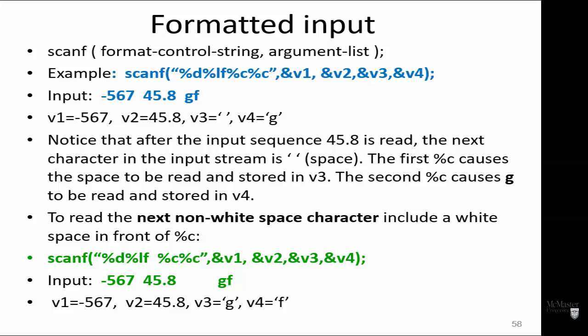Then what if I want V3 to be G and V4 to be F? I have to account for this in the scanf statement itself. So what I would do is, after the number here, I should put a white space. That means I'm formatting my input, right? I'm saying I'm expecting a number, another floating point number, a white space, and then a character, and then a character. In this case, V3 would be G, and V4 would be F. The reason is I already accounted for the white space in my formatted input, right?